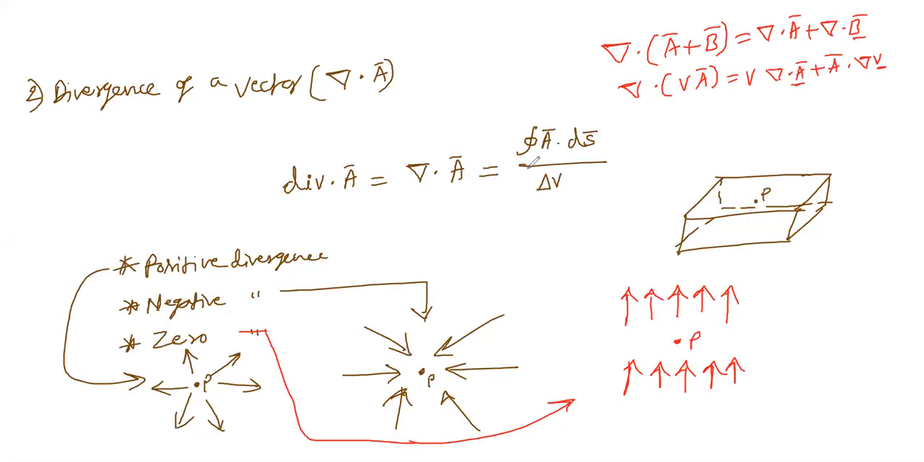As we have just seen in the definition, the divergence of a vector at a given point P is the outward flow per unit volume as the volume shrinks about P. That shrinking can be written with the limit delta V tends to zero. Okay, when it is shrinking, shrinking leads to the volume being zero.